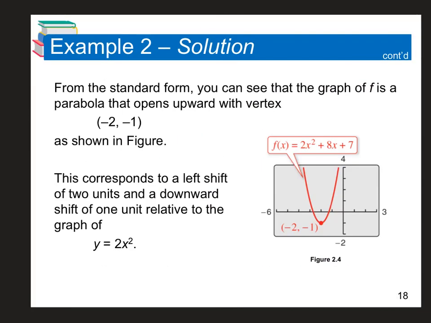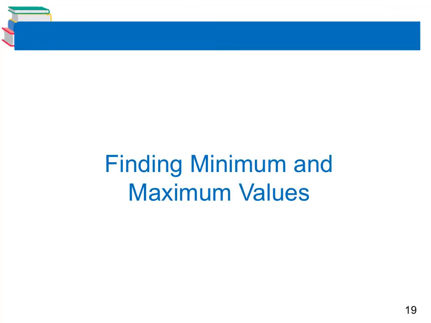Here's just a graphical view of it. You can see right over here the vertex would be at negative 2, negative 1, like we said, and we were able to find that using vertex form. All right, so finding minimum and maximum values. There's a little process we can do to find the coordinates of the vertex algebraically. Let's say we're not using a calculator or graphing utility.